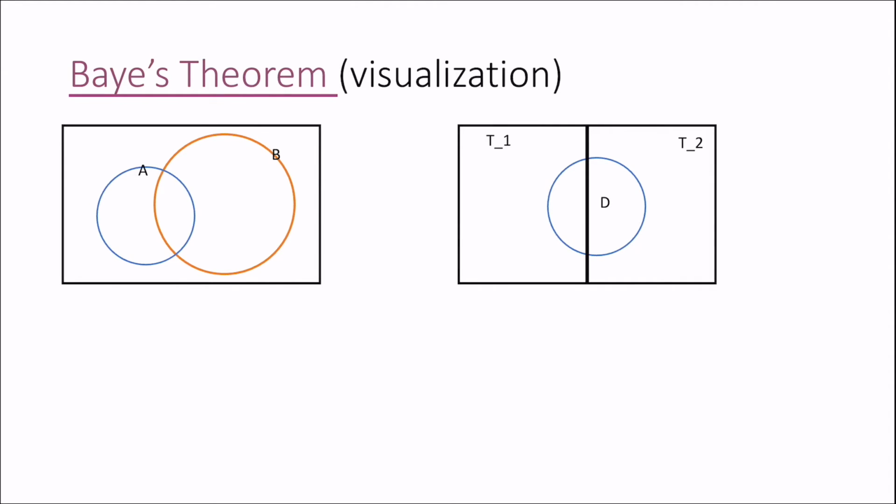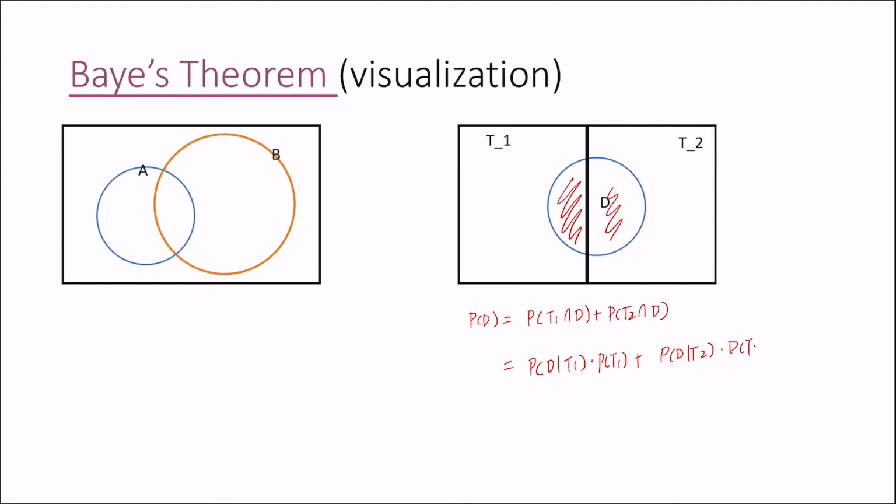And for the diagram on the right-hand side here, the probability of D can now be written as this intersection plus this intersection. So that is P(T1 intersect D) plus P(T2 intersect D). And this intersection can be written as P(D given T1 is true) times P(T1) plus P(D|T2) times P(T2).